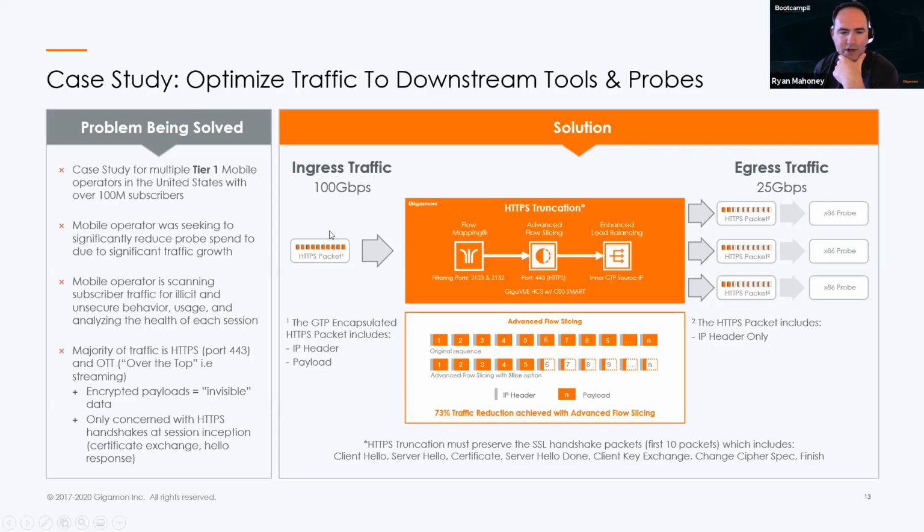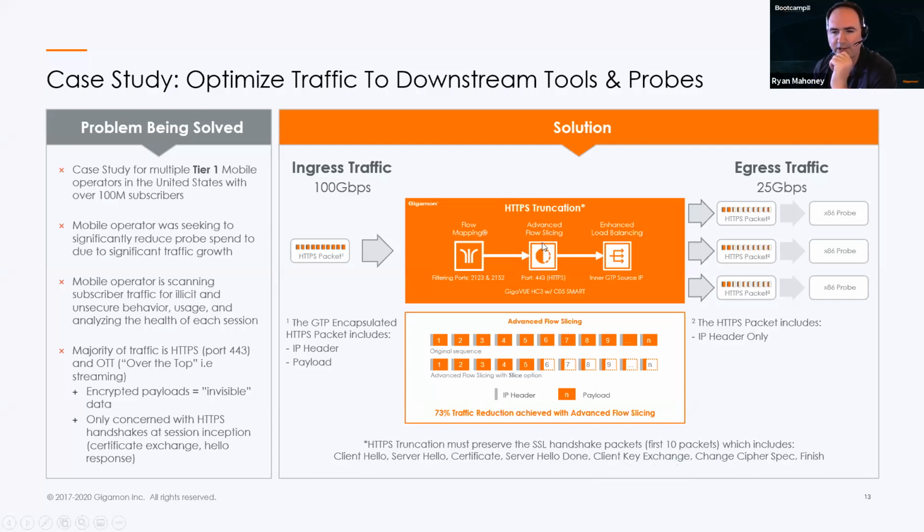And even though the traffic was HTTPS, there's enough value in there, including the client hello, server hello, certificate, server hello done, client key exchange, change cipher spec, and the finish. All of those types of packets are typically found within the first 20 or 30. Again, you can configure that however you like to have it on your network.